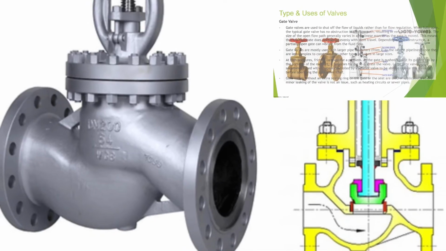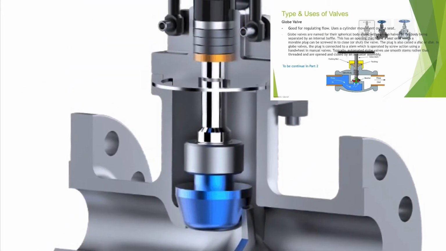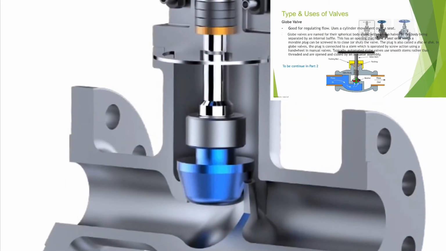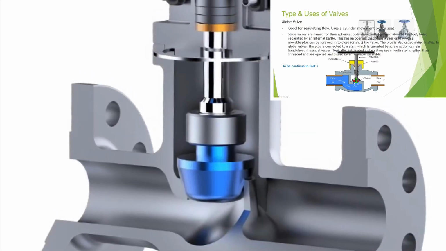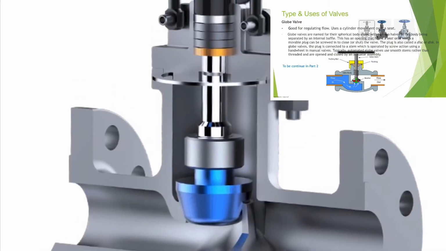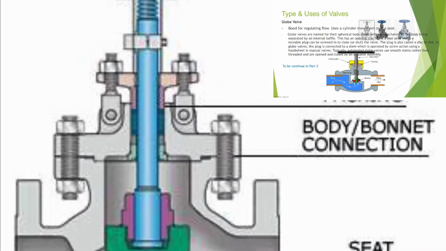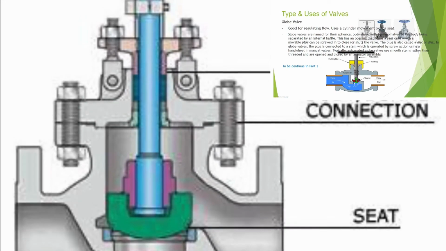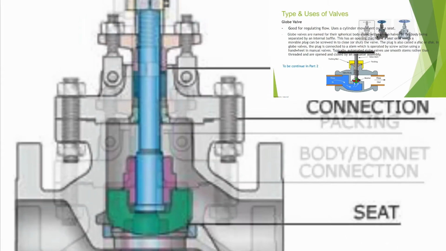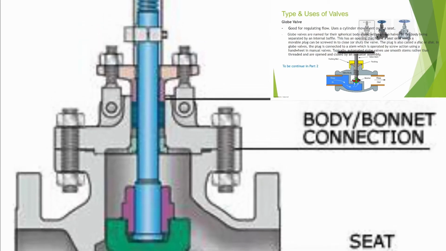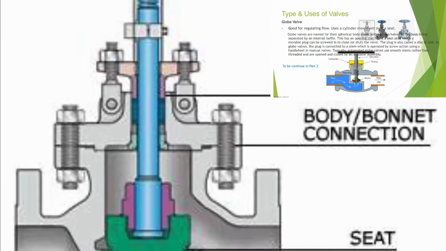The next type of valve is the globe valve. This is good for regulating flow, and uses cylinder movement over a seat. Globe valves are named for their spherical body shape, with the two halves of the body being separated by an internal baffle. This has an opening that forms a seat onto which a movable plug can be screwed in to close or shut the valve.